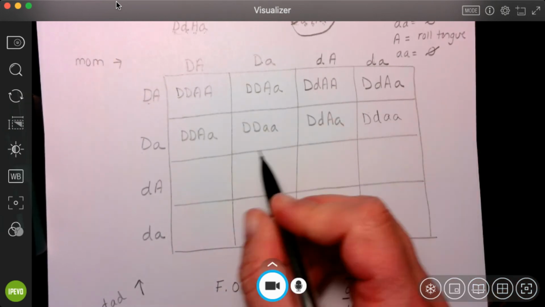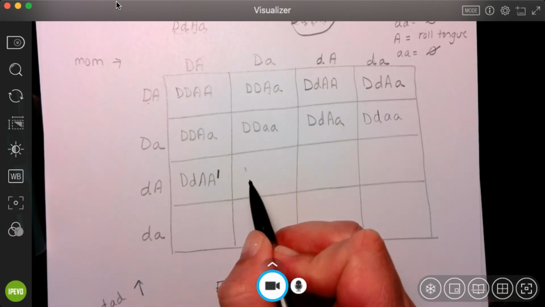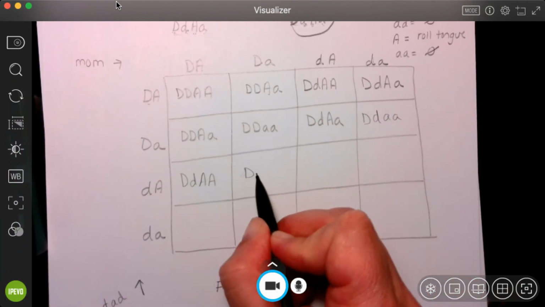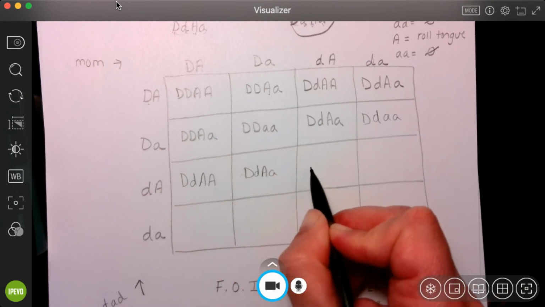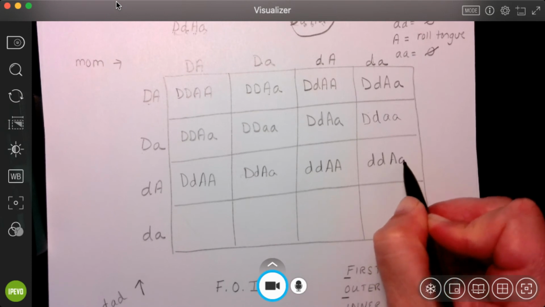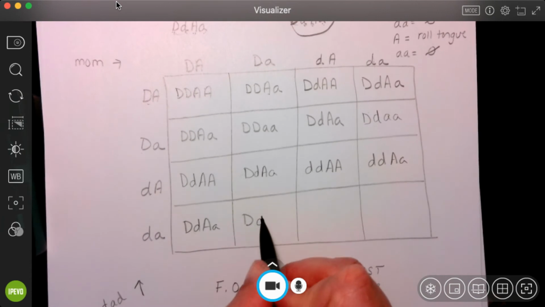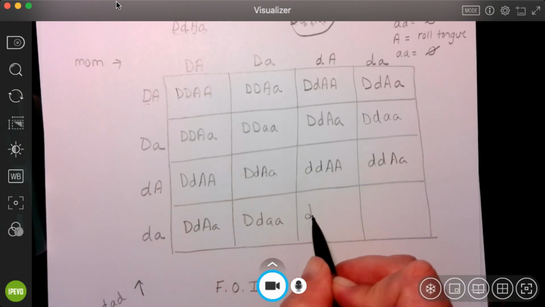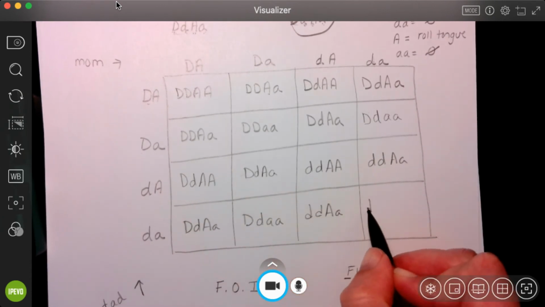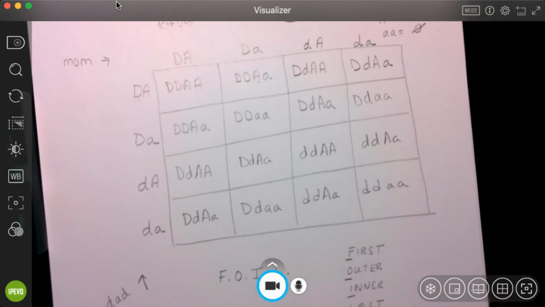Okay, continuing on. Big D, big A, big A. Big D, big A, little a. Little d, big A, big A. Little d, big A, little a. Etc. Filling in the rest of the chart. Okay, then once your chart is filled in, we take it and do it the exact same way we've been doing it. We're going to use that Punnett square.